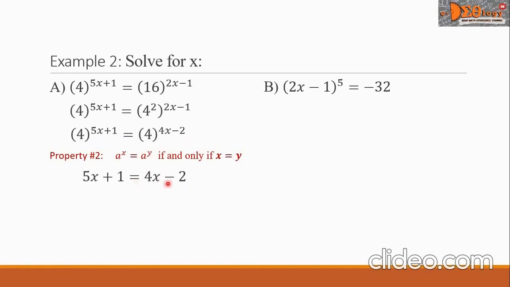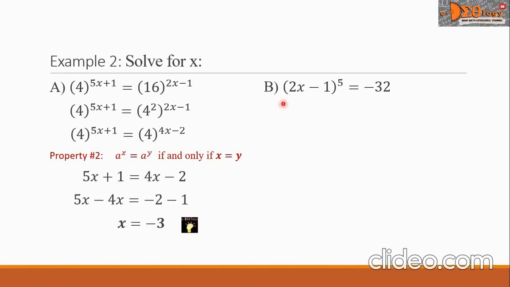The 4x on the right side, we will transpose on the left. Of course, the sign must be changed. Also, this plus 1, we will transpose on the right side. The sign will be changed. So, we have now 5x minus 4x equals the negative 2 and minus 1. To simplify further, the 5x minus 4x becomes x, and this is equal to negative 2 minus 1, which is negative 3.